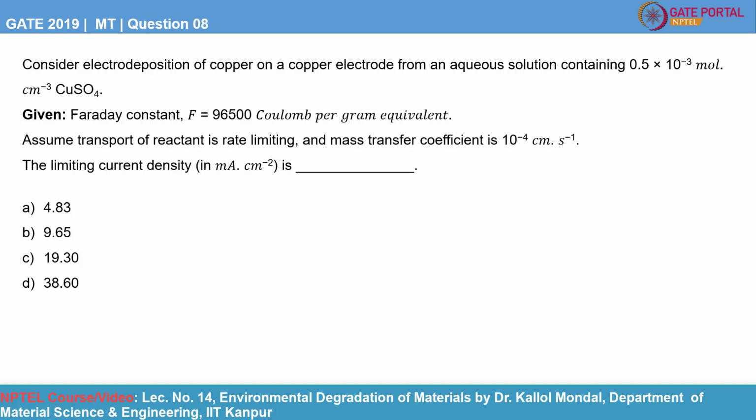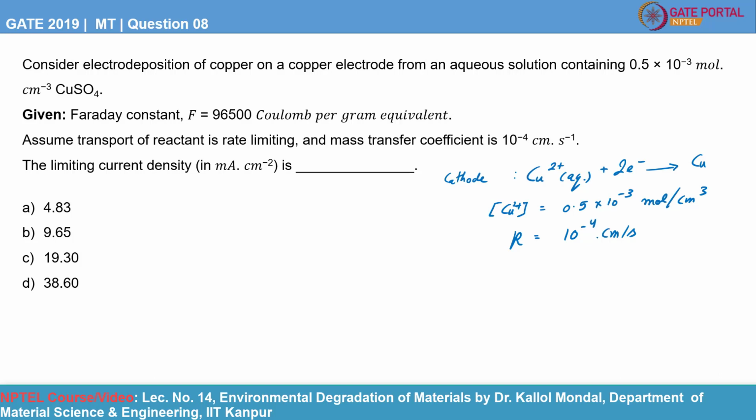Now in this problem, it is given that the copper electrode deposition is taking place in an aqueous solution of CuSO4. Now the Cu2 plus ions from the electrolyte are going to move towards the cathode, and at cathode the Cu2 plus ions will gain electron and get deposited as copper atom.